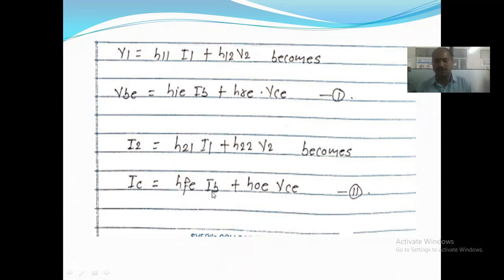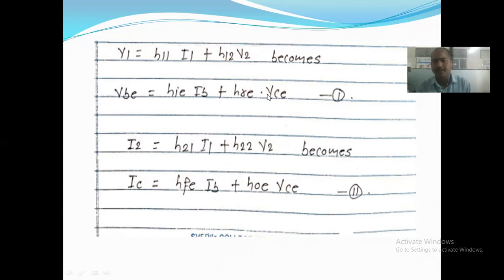Means instead of H11, H12, H21, H22, we have to find the four parameters HIE, HRE, HFE and HOE. So when we find HIE, see here, and then go on to the next slide. There we have to find the particular value. So to find the HRE, what do we have to do?